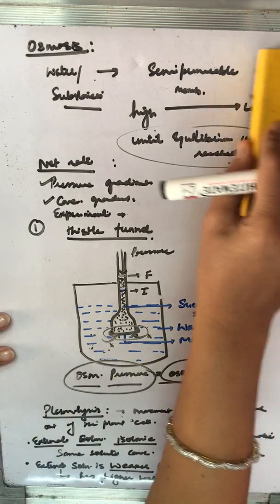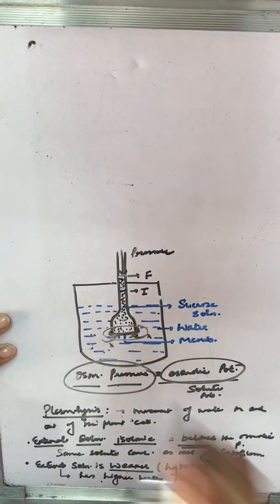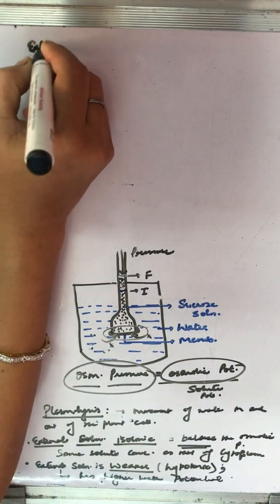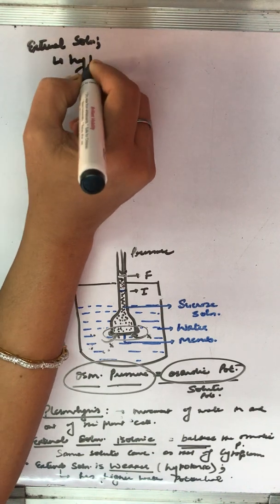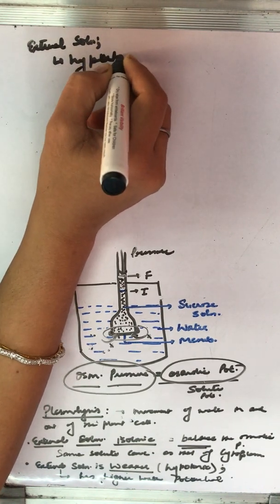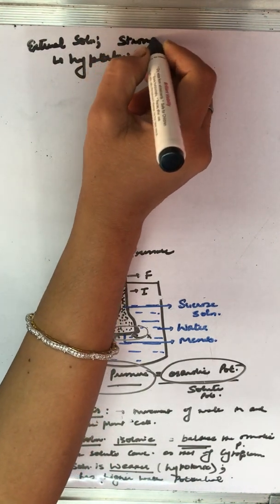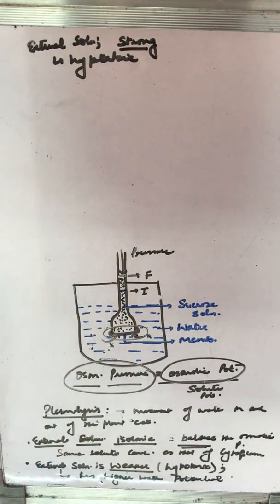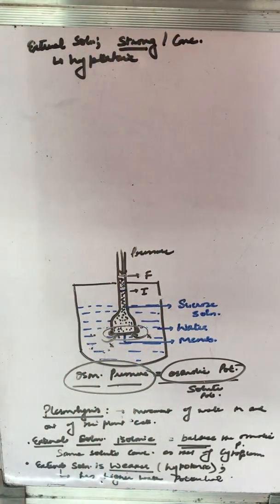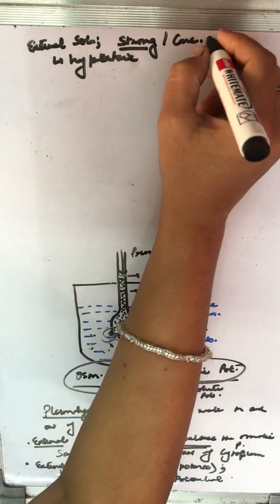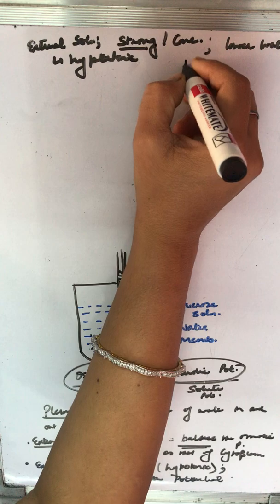Now I'm writing here. I'm not removing this diagram because it will help us to understand the things more clearly. If the external solution is hypertonic, then what do we have to write? Instead of weaker, stronger. If it is more strong, okay, more concentrated, then automatically it has a lower water potential compared to the cell.